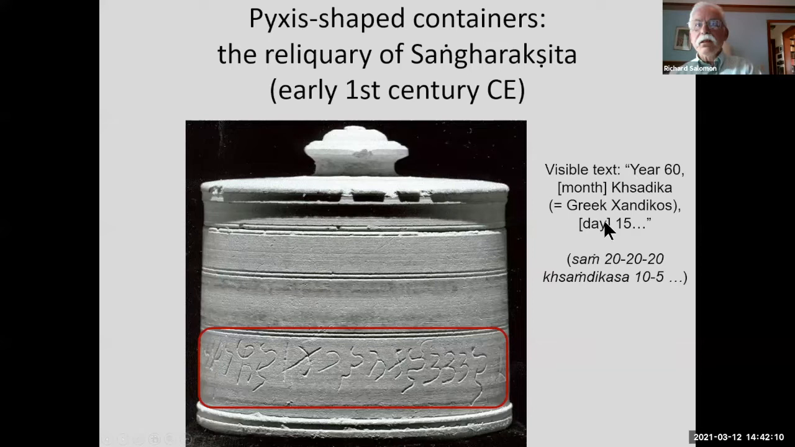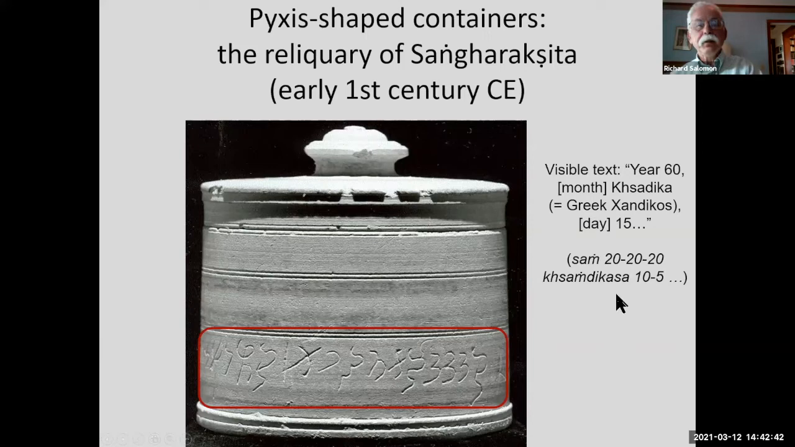And then a brief donative formula around on the back side. So this year 60 is believed to belong to the era that begins in, well, let's say 44 BC. It's a little bit controversial, but that would put this in about 16 AD. Early AD period, or CE, I should say.